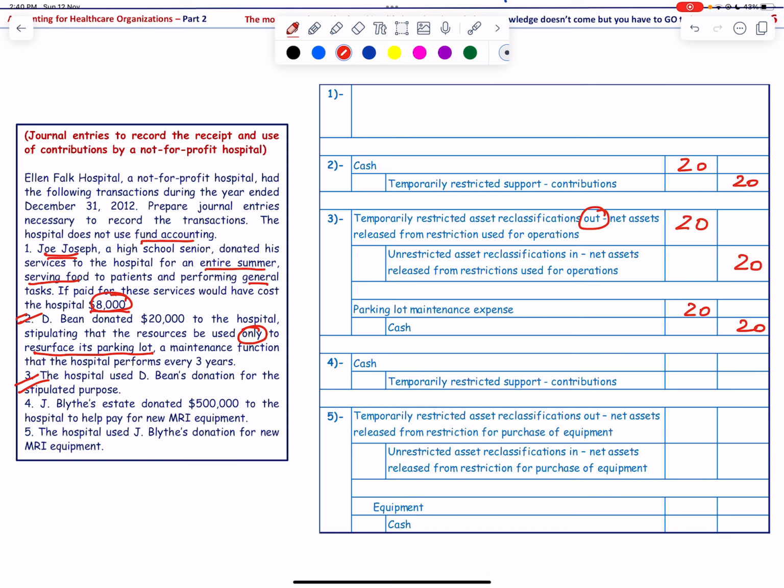Then J. Blythe's estate donated 500,000 to the hospital to help pay for new MRI equipment. So they are receiving 500,000.